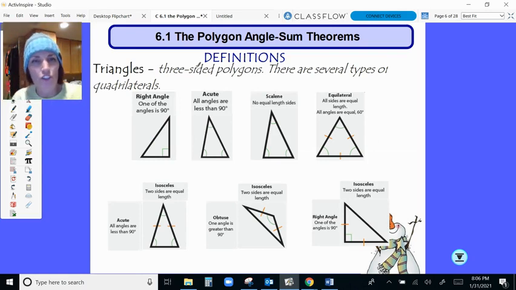Then we have all kinds of special polygons. First we have triangles, and you should be familiar with these: a right triangle, an acute triangle, a scalene triangle, an equilateral triangle. And then each of those can be isosceles. We have right isosceles, obtuse isosceles, and so forth.